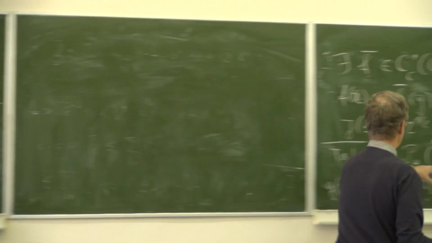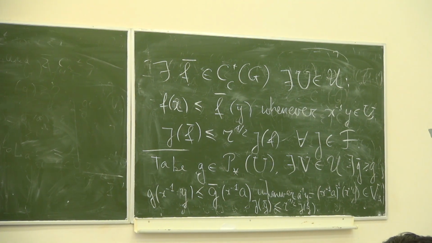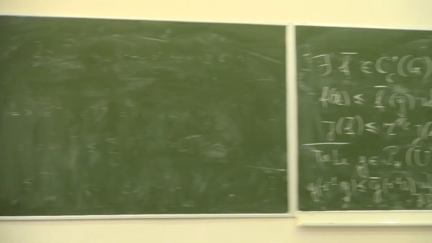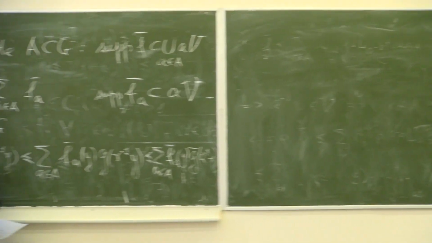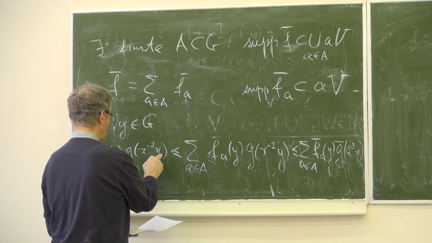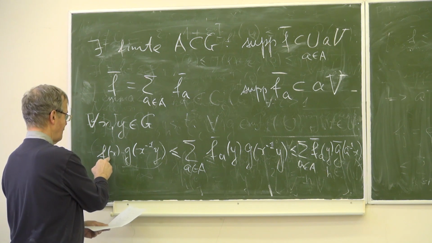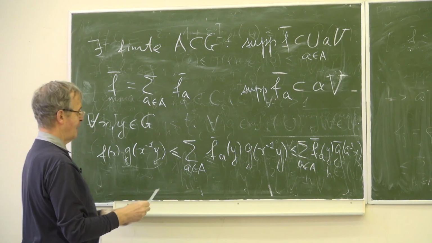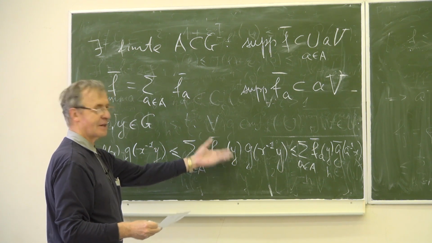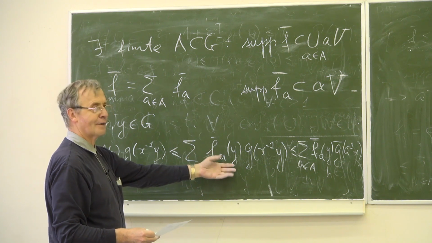Yes, in U. G is supported in U. And so this means that in particular, this thing x to the power minus 1 y is in U. And this means that f of x is dominated by f of y. And in fact, yes, because this is splitting by partition of unity, we have this.